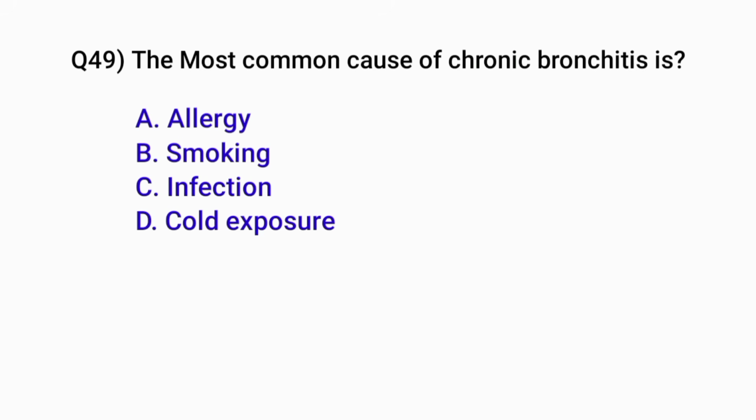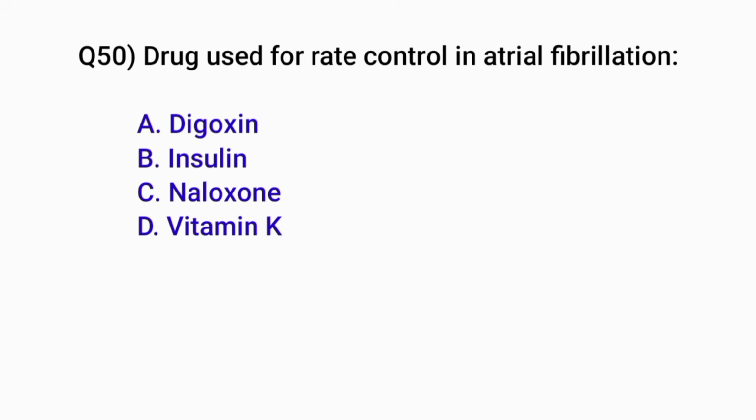Question number 49. The most common cause of chronic bronchitis is? Correct option is B, smoking. Question number 50. The drug used for rate control in atrial fibrillation is? Correct option is A, digoxin.